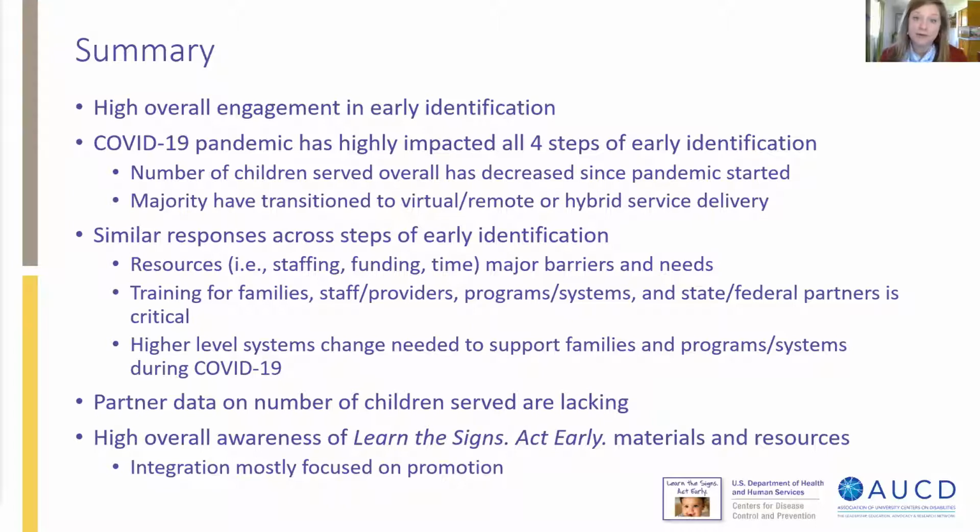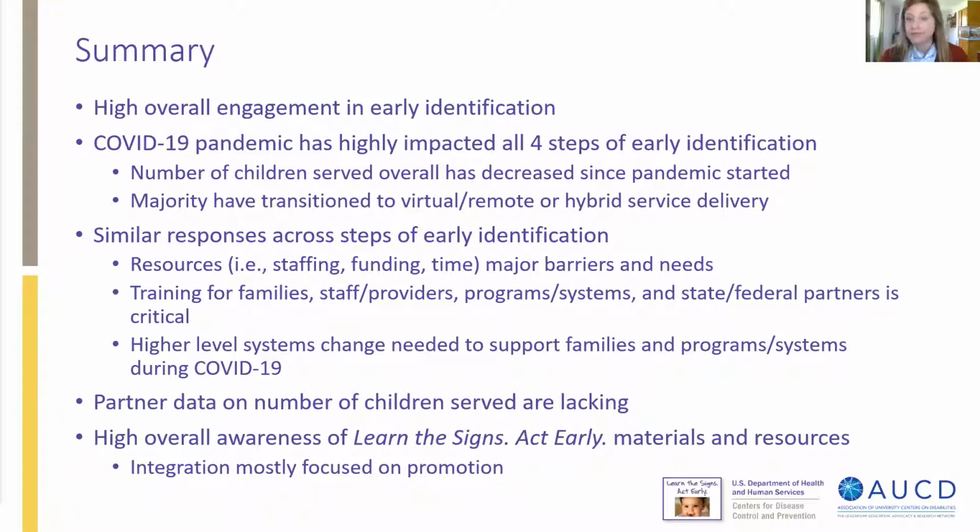It's clear that the COVID-19 pandemic has impacted all 4 steps of early identification, and mainly the number of children served overall has decreased since the pandemic started. As most of you know, the majority have transitioned to virtual, remote, or hybrid service delivery. Then there were similar responses across all steps of early identification.